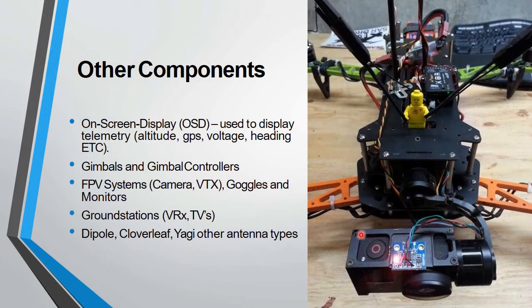Other components required are the on-screen display, OSD, used to display telemetry, altitude, GPS, voltage, heading, etc. And then gimbals and gimbal controllers, FPV systems, camera, VTX, goggles and monitors, ground stations, VRX and TVs, dipole, cloverleaf, Yagi, and other antenna types are also required. Aside from the mentioned parts, we also need AWG silicone wires, a battery charger, servo lead wire cables, zip ties, 3M command strips, and thread locking compounds, etc.